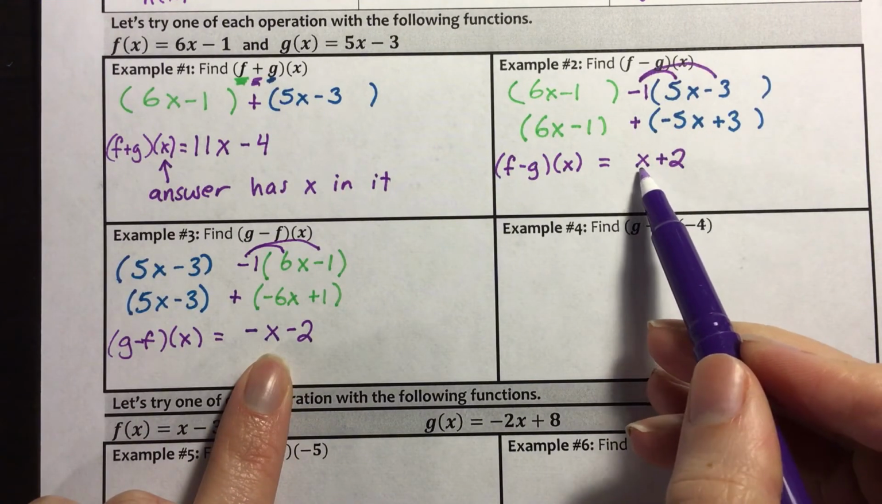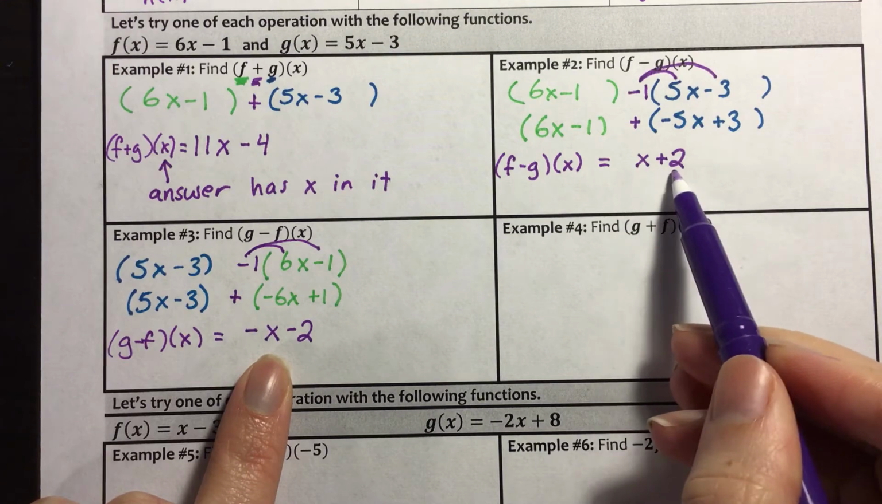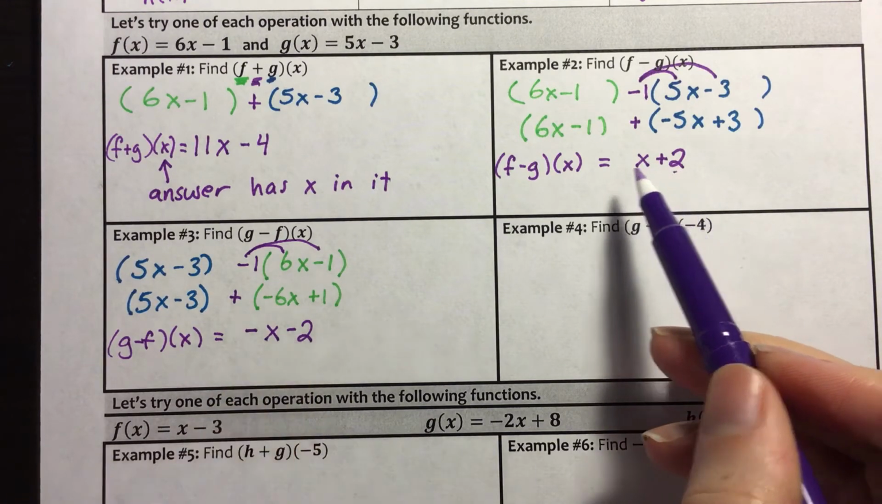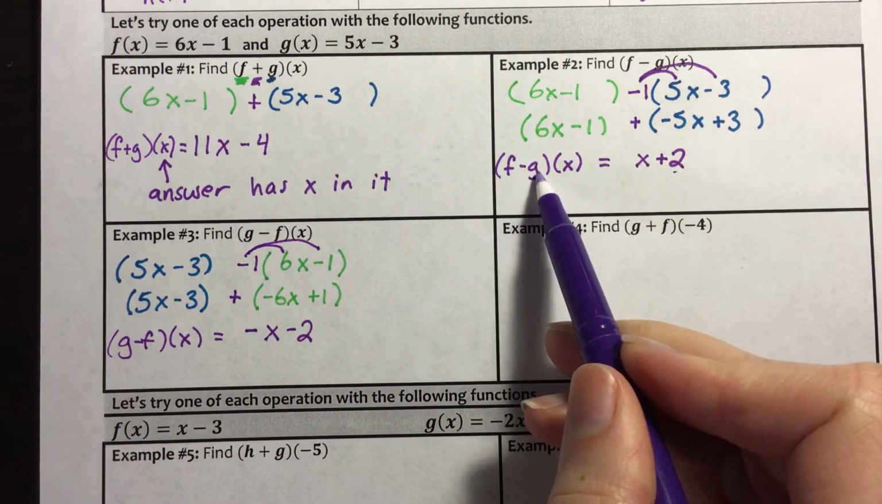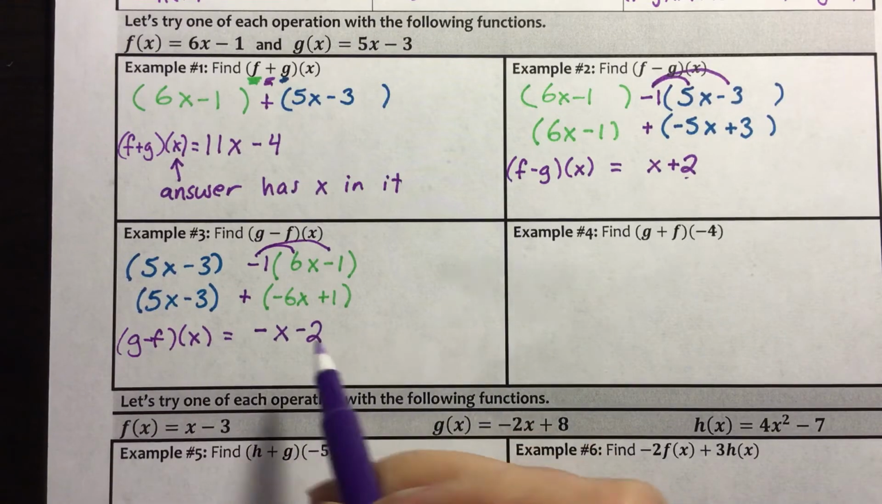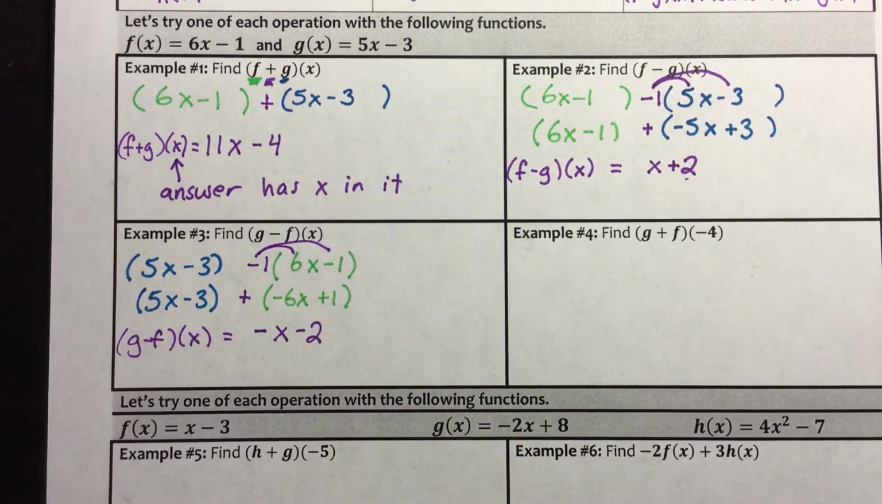Okay, now hopefully we notice that examples 2 and 3 are very, very similar, but they're opposites. Okay, notice the x and the 2 are both positive up here, and the x and the 2 are both negative down here. So if you switch your f and your g functions to g minus f, then you end up with literally just the opposite of what you had before.